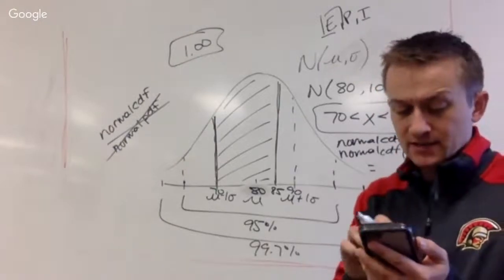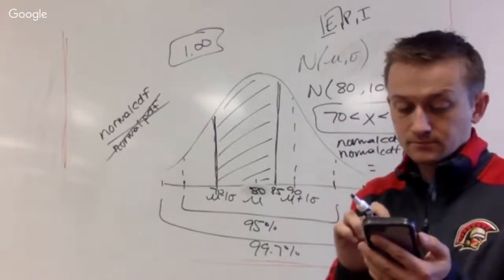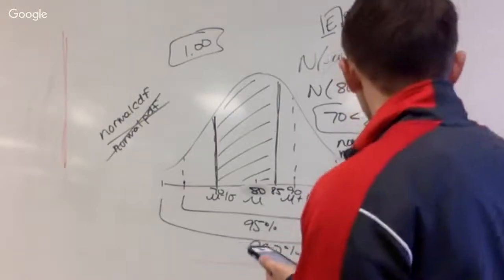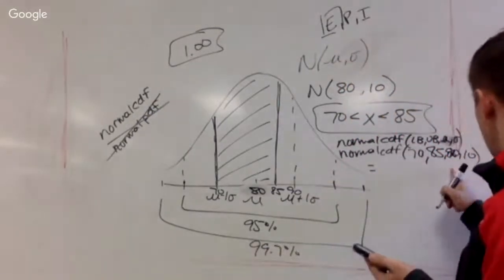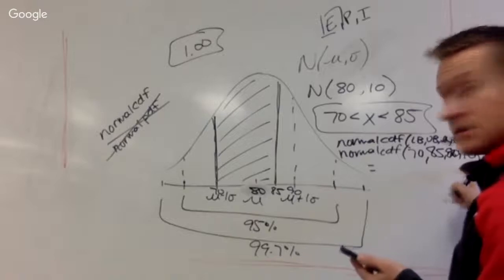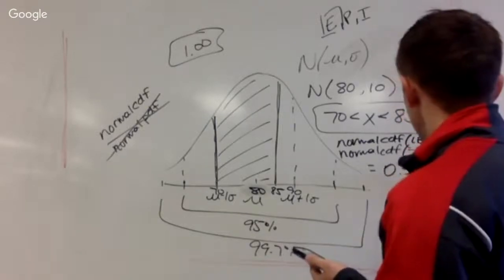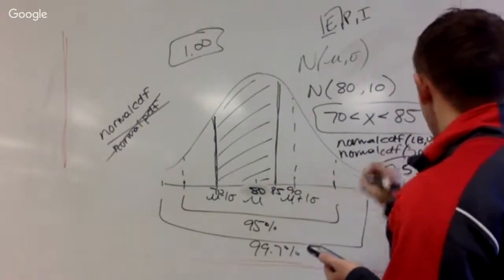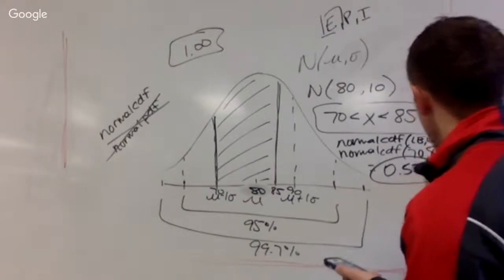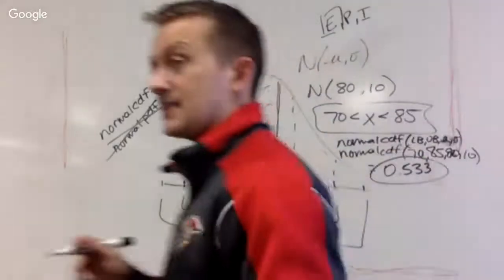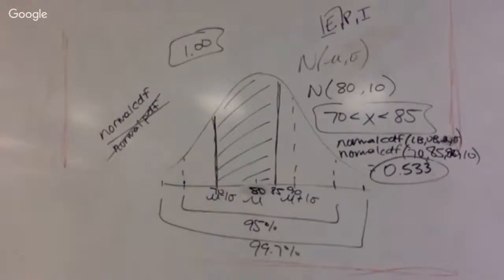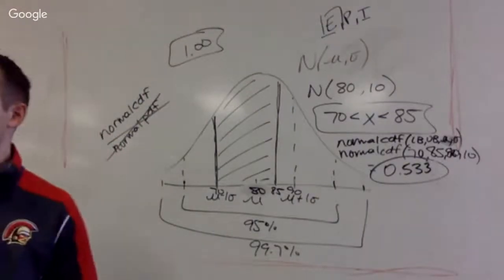Did y'all plug that in at all? Yeah, lower bound was 70, upper bound was 85, mean was 80, and 10. I got 0.534. Good. 0.533, sorry. 533, yes. Perfect. So once I plug that in, that would be my answer. I'd say 53.3%. That's there.